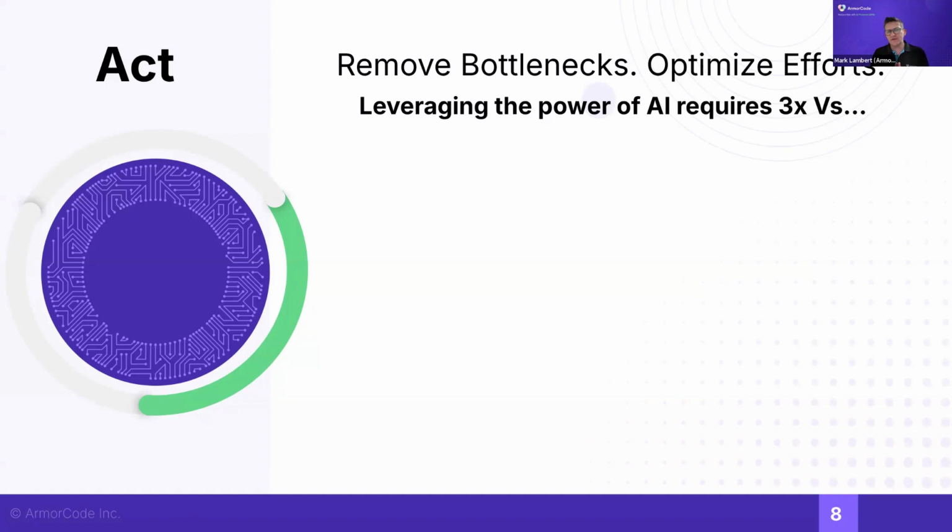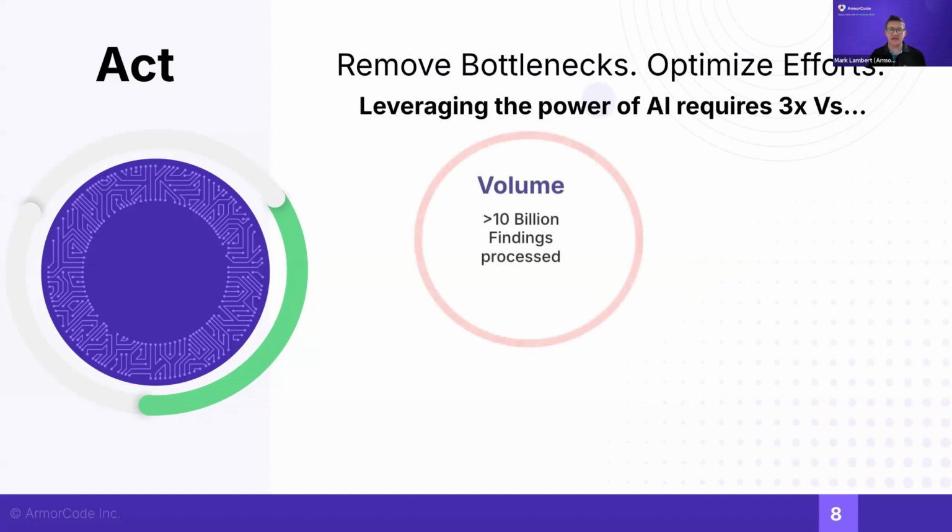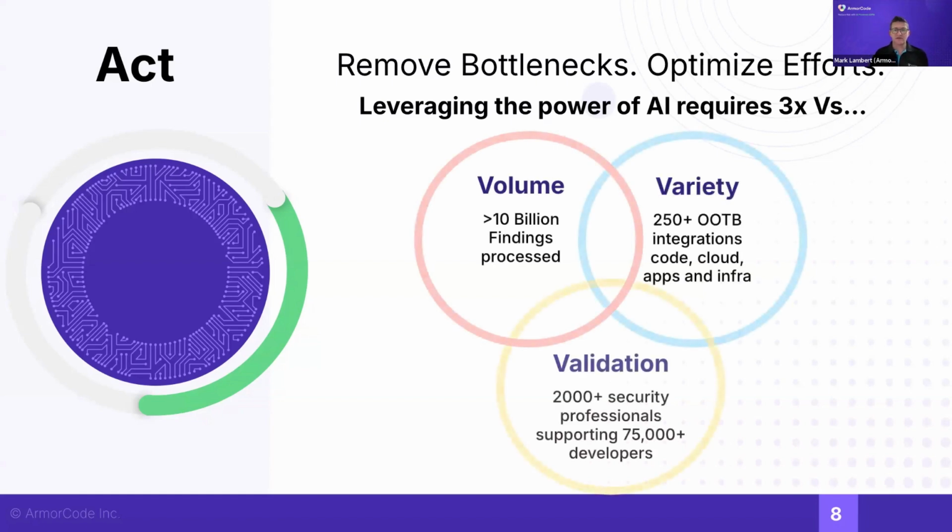And at ArmorCode, we've taken a very pragmatic approach to how to leverage AI. We're doing it to really focus on removing the bottlenecks in the overall process and workflow that we're managing so that we can ultimately optimize the efforts. And the foundation for our AI, which we'll talk about in a moment, is what we refer to as our 3 Vs. Without volume, variety, and validation, you really can't build meaningful or powerful AI.